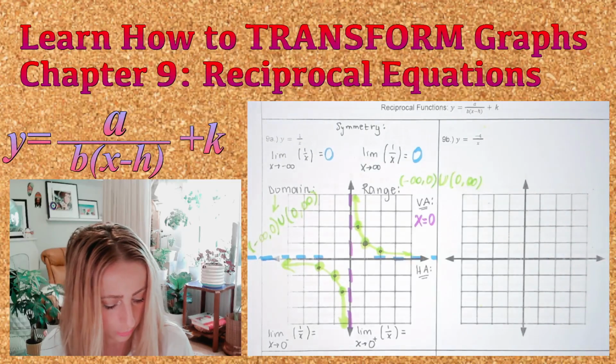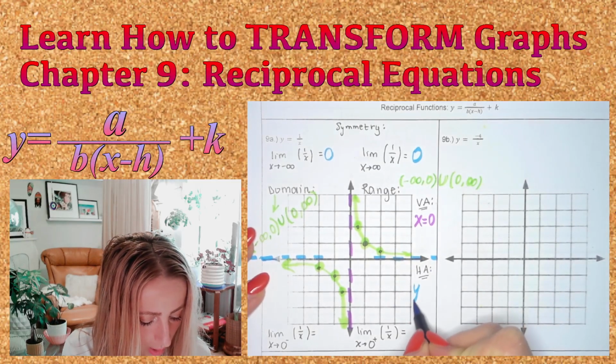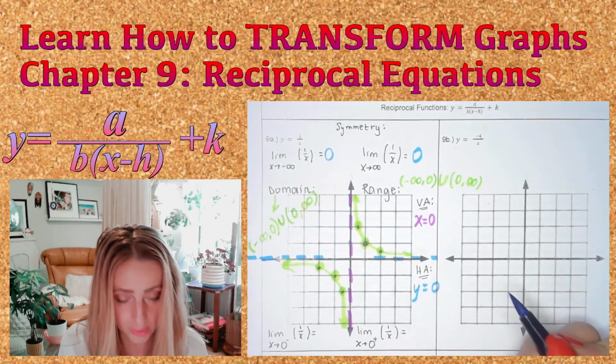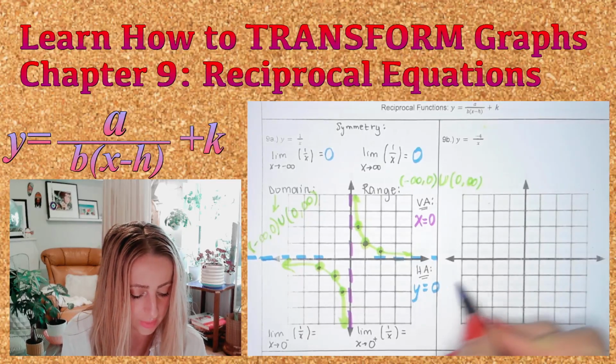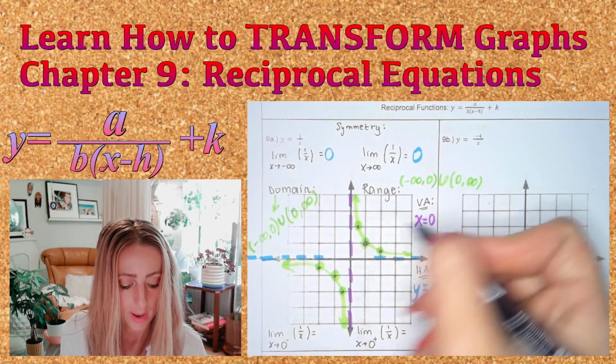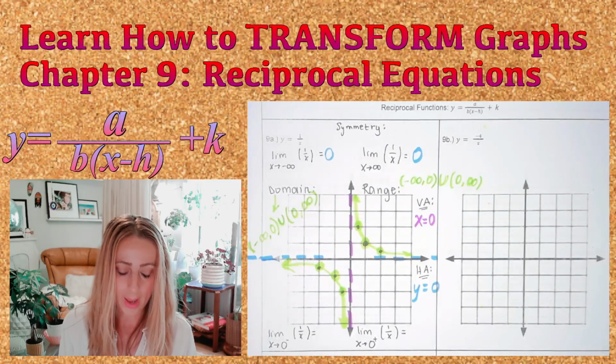The horizontal asymptote I could have written: horizontal lines always start with y. It's y equals 0. So what does this tell us? Fun thought: y equals 0 is the equation of the x-axis. X equals 0 is the equation of the y-axis.